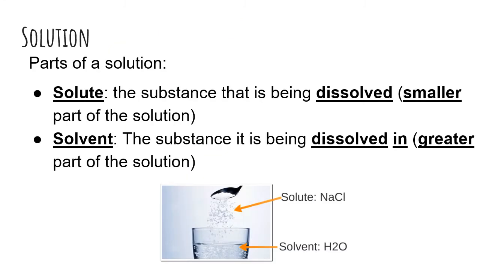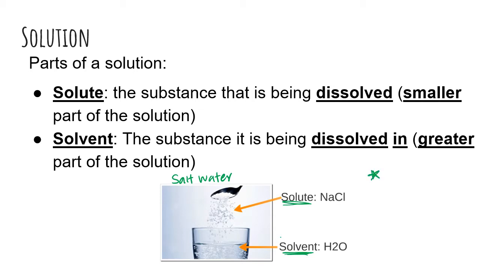We have two parts to a solution. The first part is the solute. The solute is whatever substance is actually being dissolved. So if we're still using our example of salt water, then salt is our solute because it is the thing being dissolved. It's in the smaller amount or the smaller part of the solution. And then the solvent is whatever substance is actually being dissolved in. It's doing the dissolving. It's in the greater part. So for salt water, water is our solvent.